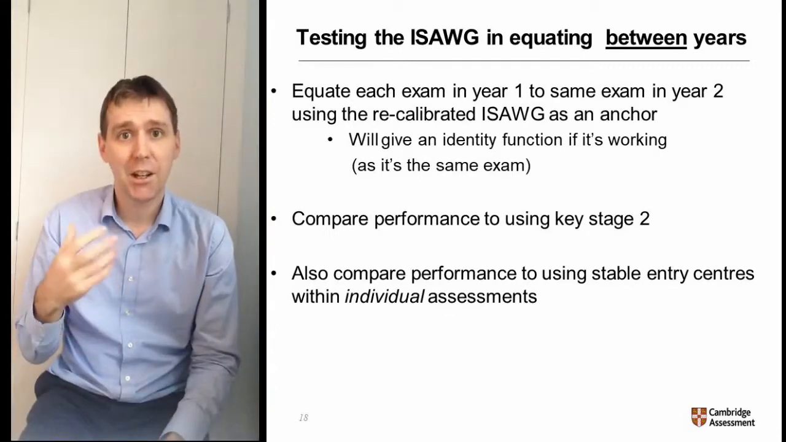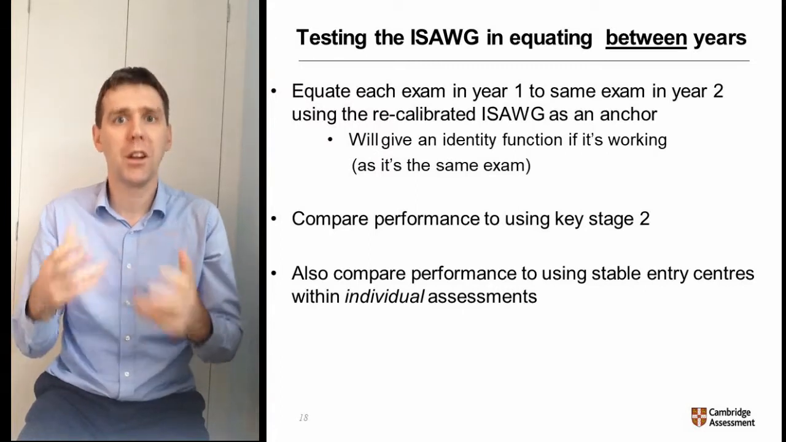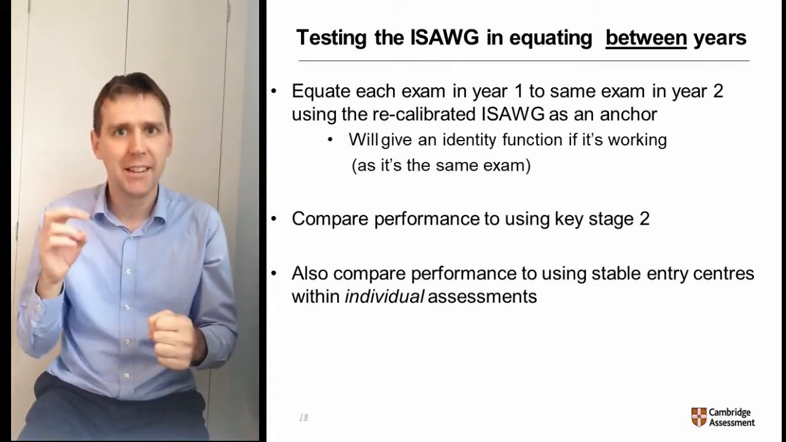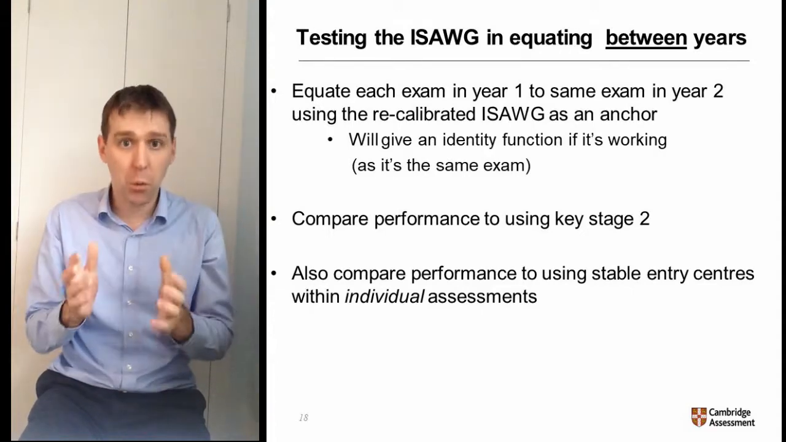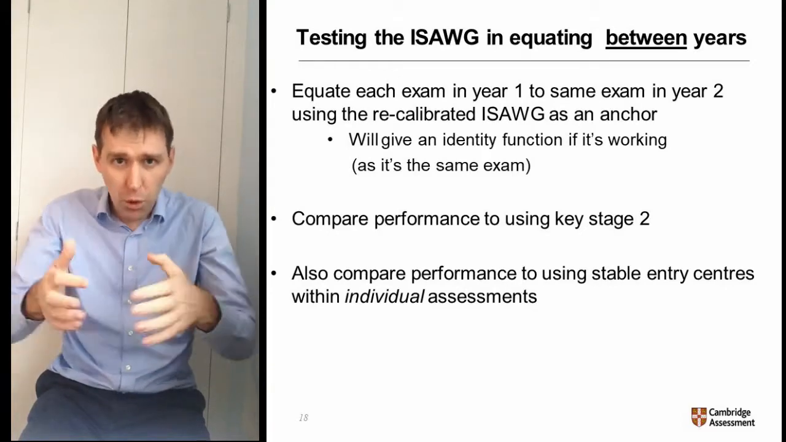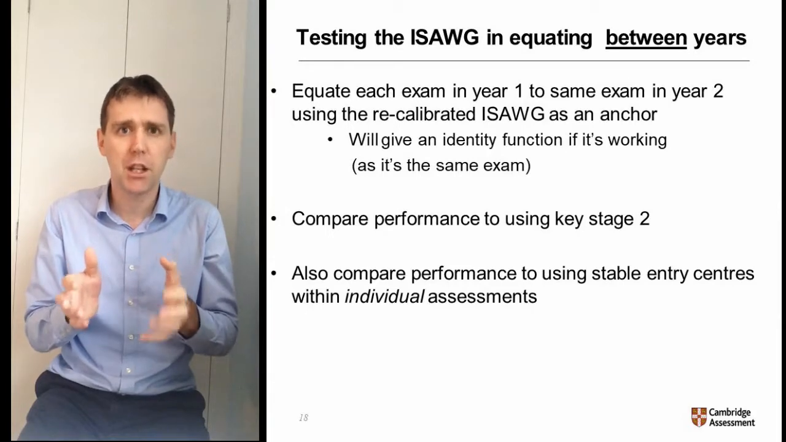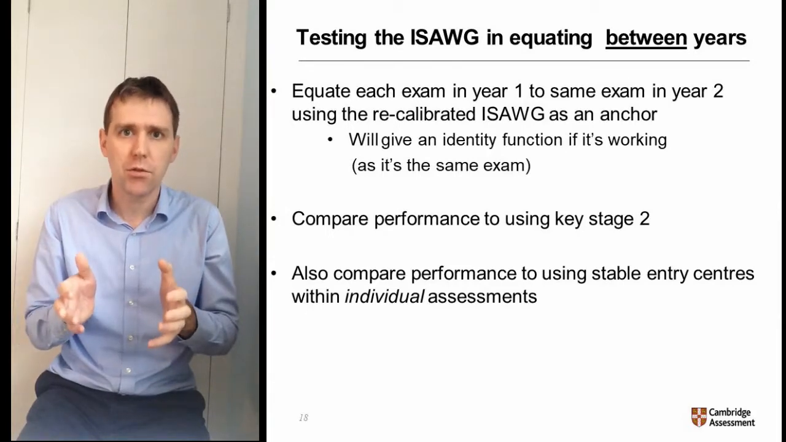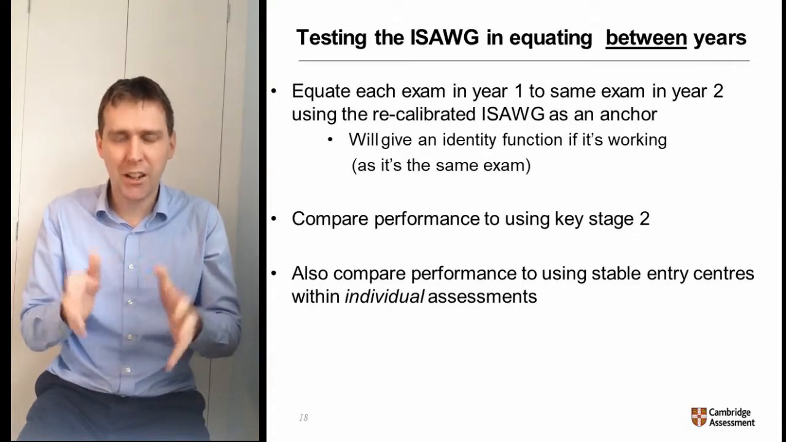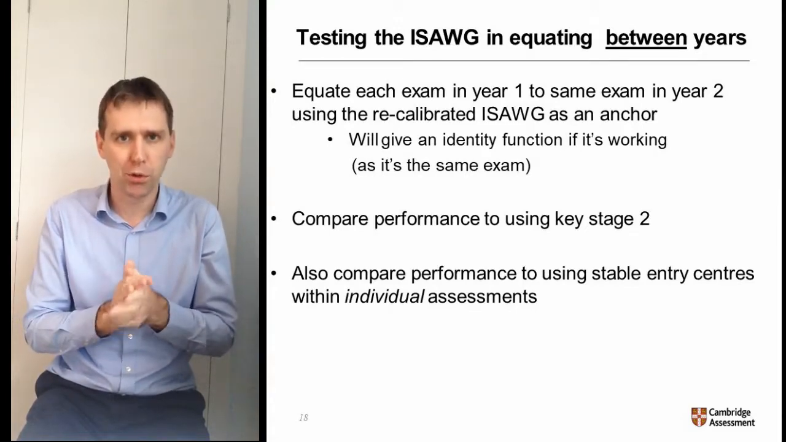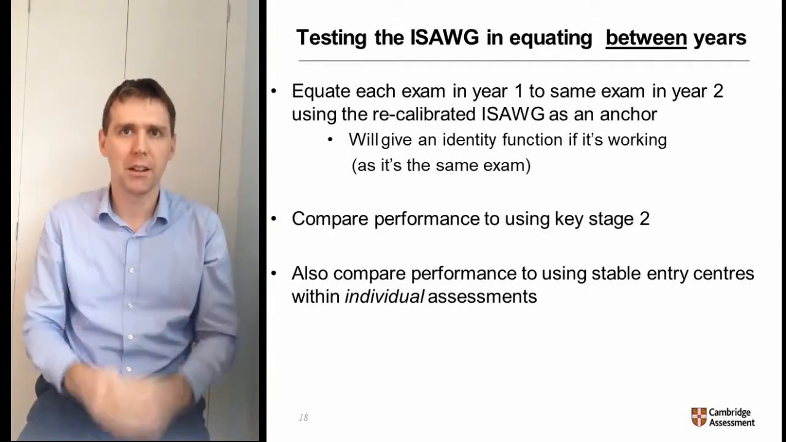I'm going to compare the accuracy of the method using the ISORG to two other methods. One again using Key Stage 2 to make that link between Year 1 and Year 2. Or I could just look at one assessment at a time and say, just within this little bit of data, within this assessment, can we find some stable schools, say, within history? And then just using that data, don't worry about pooling it all together, just within them, let's find some stable schools and use that to map difficulty from one group to the other.